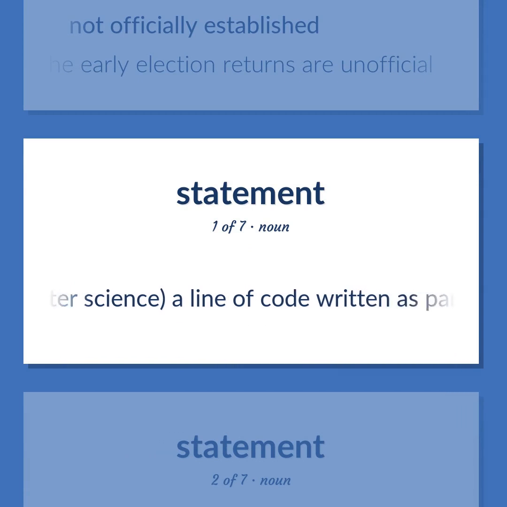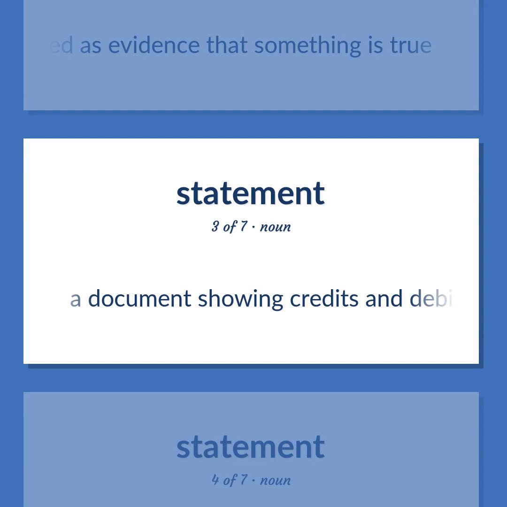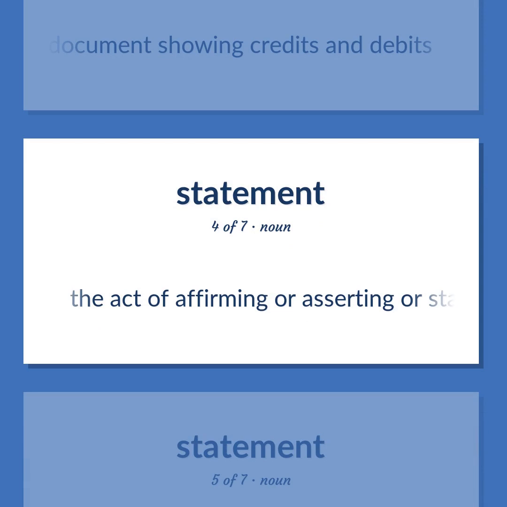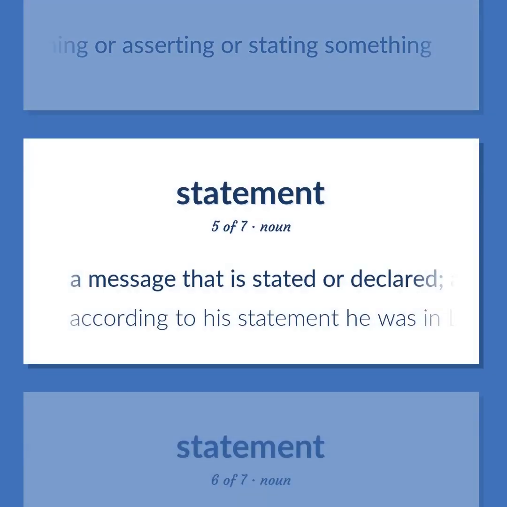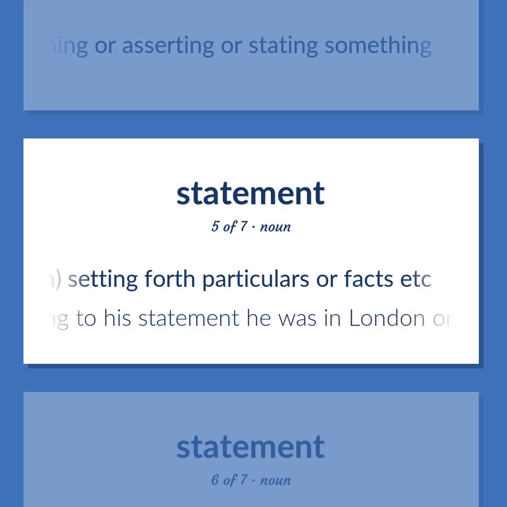Computer science. A line of code written as part of a computer program. A fact or assertion offered as evidence that something is true. A document showing credits and debits. The act of affirming or asserting or stating something. A message that is stated or declared. A communication, oral or written, setting forth particulars or facts, etc. According to his statement, he was in London on that day.